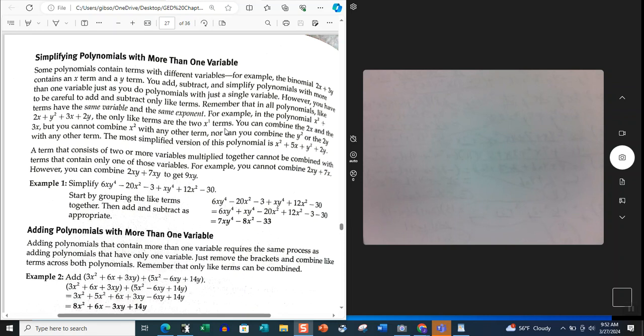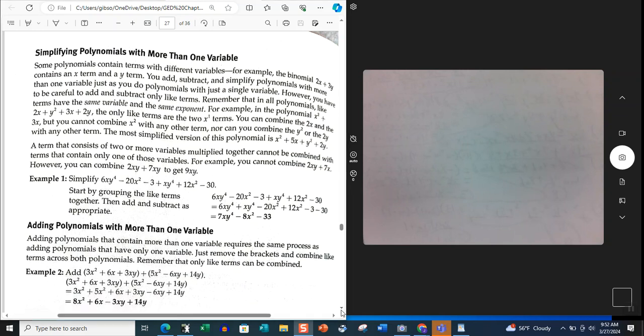A term that consists of two or more variables multiplied together cannot be combined with terms that contain only one of those variables. For example, you cannot combine 2xy plus 7x. However, you can combine 2xy plus 7xy to get 9xy.